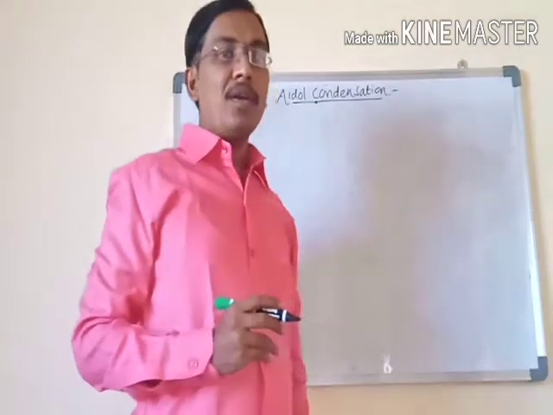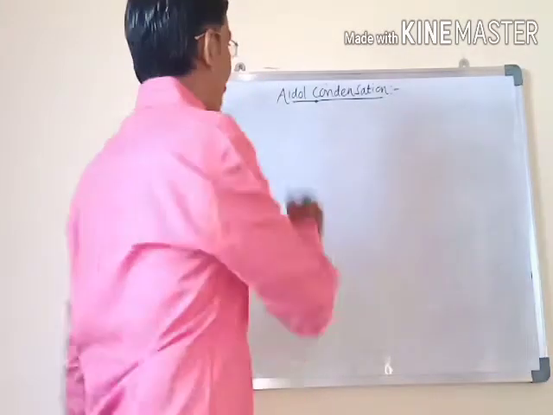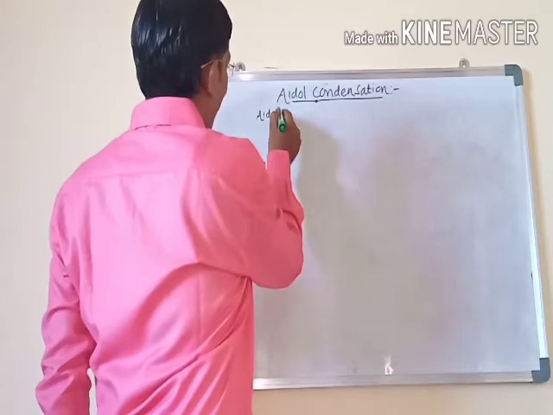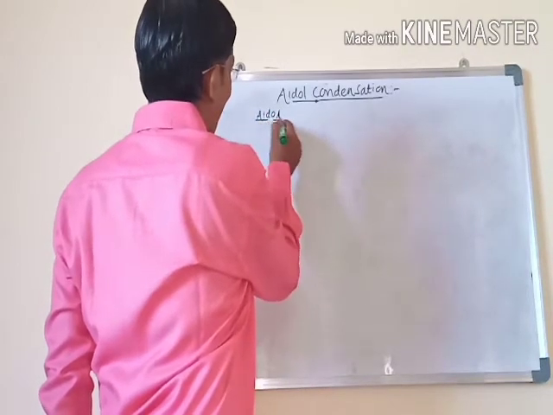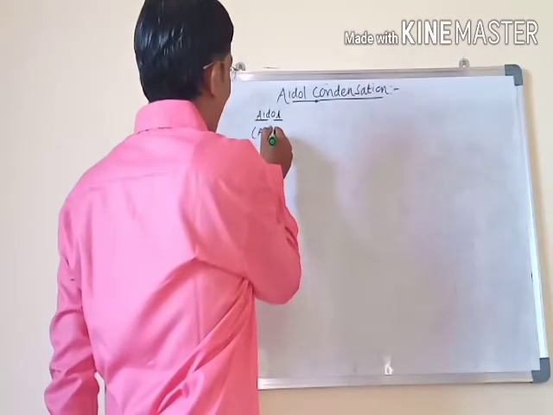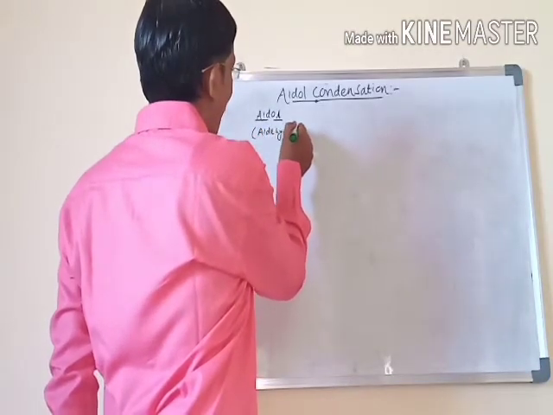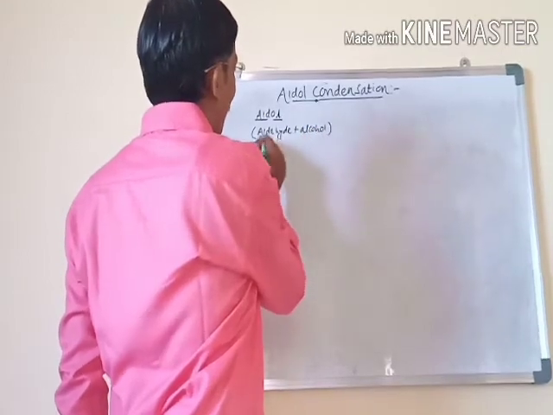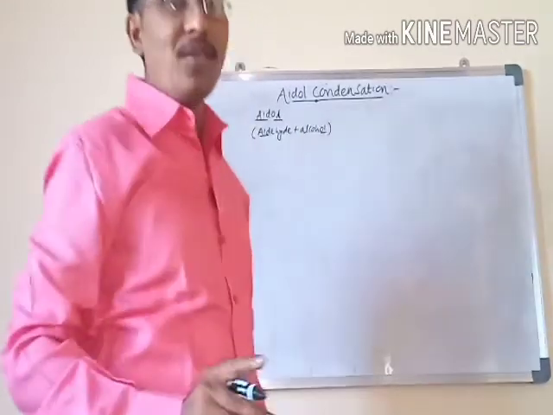We'll see the aldol condensation reaction. The name aldol itself indicates its meaning. Aldol has two functional groups, one is aldehyde and one is alcohol. The product containing aldehyde plus alcohol is hence called aldol.